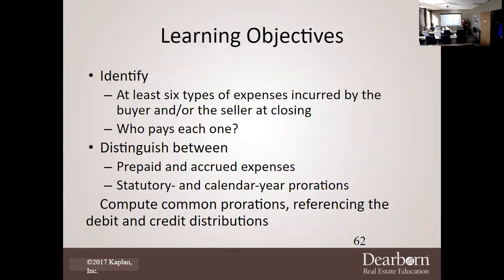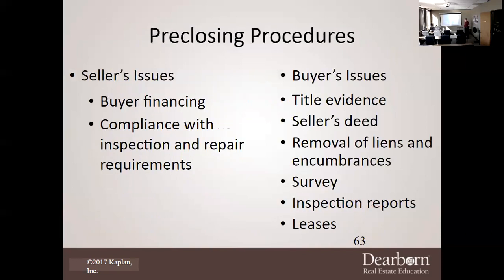We'll further identify at least 6 types of expenses that are incurred by the buyer and or seller at closing, and who's going to pay for each one, as well as distinguishing between what's called prepaid and accrued expenses, as well as statutory and calendar day prorations, and further compute the common prorations referencing the debit and credit distributions.